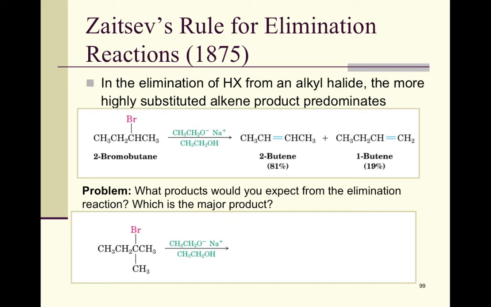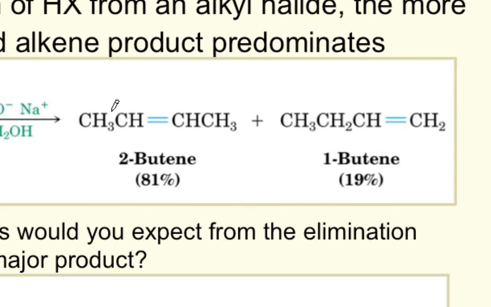If it has 3 R groups around that carbon-carbon double bond, it'd be trisubstituted. 2 would be disubstituted, and 1 monosubstituted. Let's talk about highly substituted. Let's take a look at the difference here.